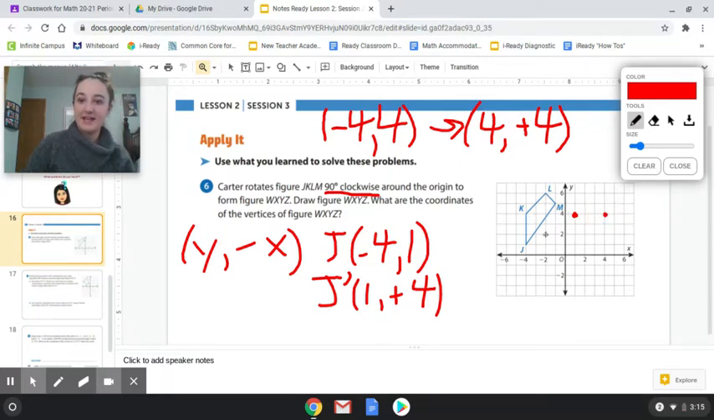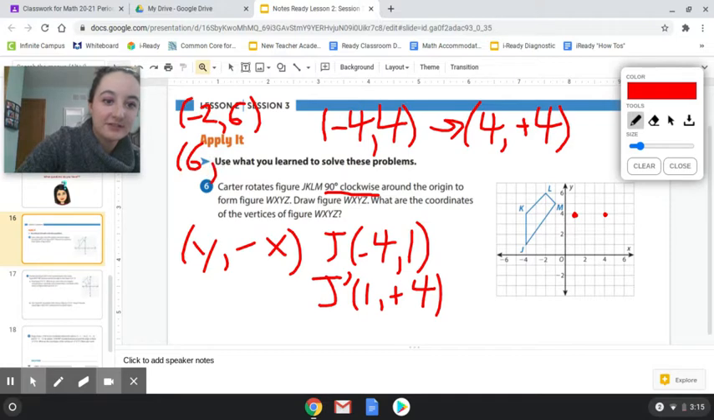And then for L, we're at negative 2, 6. So again, we start at negative 2, 6. We have to flip the order. So 6, negative 2. What was your x value? Negative 2. Now opposite. So now that's positive 2. So then you're at 6, 2. So there's your new point there.